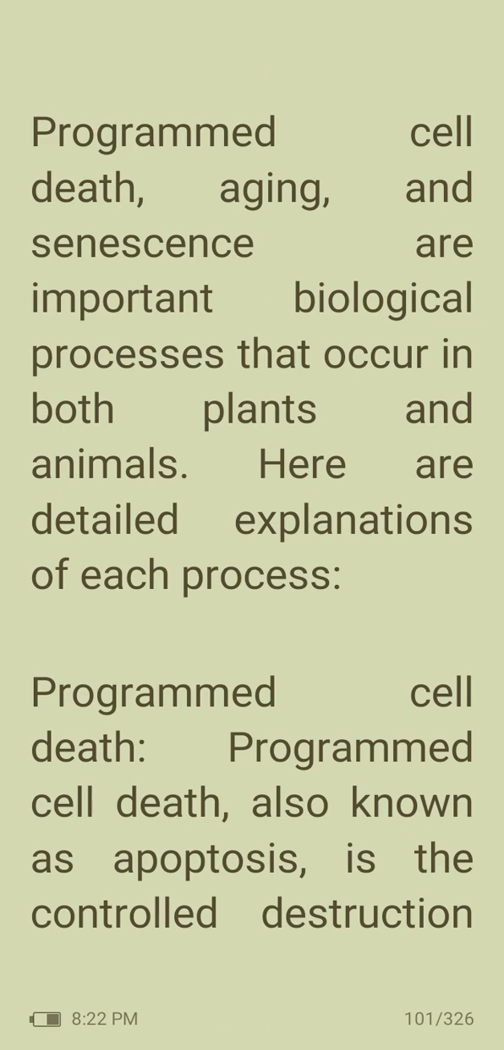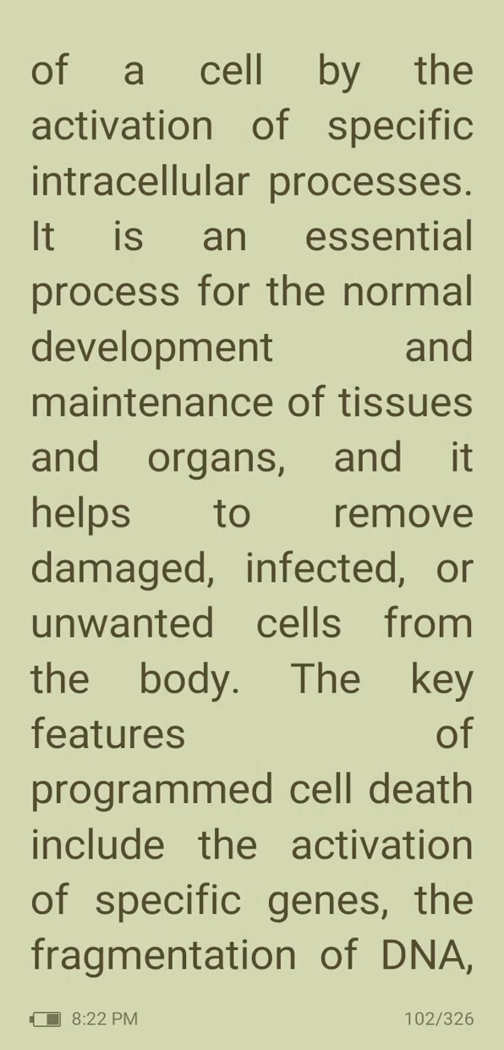So, programmed cell death, aging, and senescence are important biological processes that occur in both plants and animals. Programmed cell death, also known as apoptosis, is the controlled destruction of a cell by the activation of specific intracellular processes. It is an essential process for the normal development and maintenance of tissues and organs, and it helps to remove damaged, infected, or unwanted cells from the body.